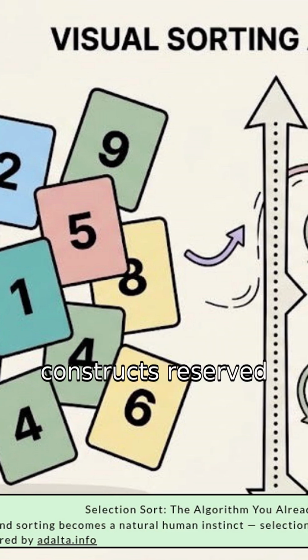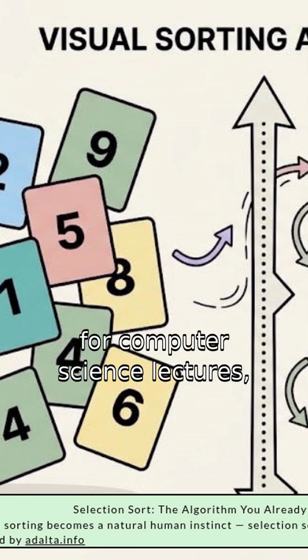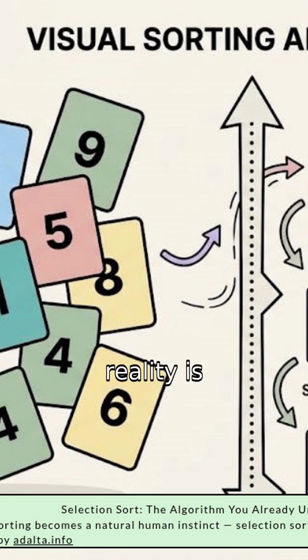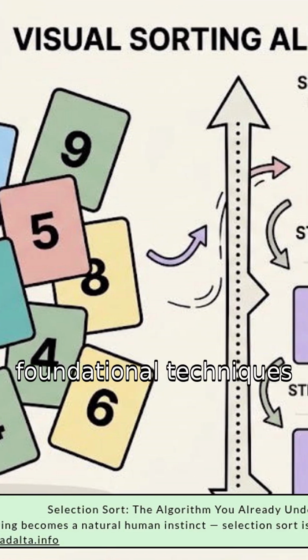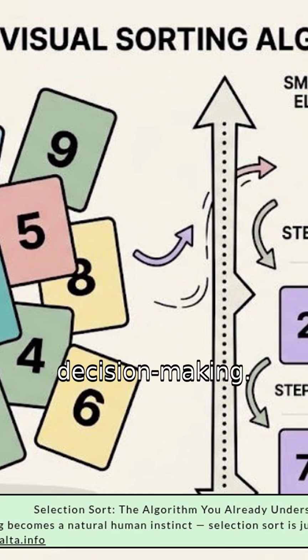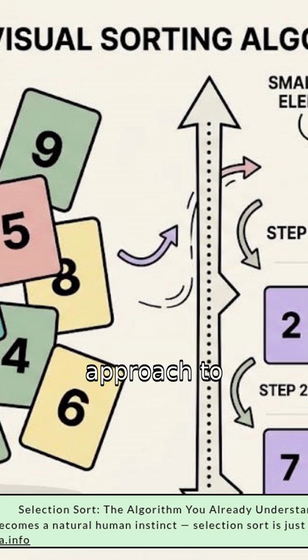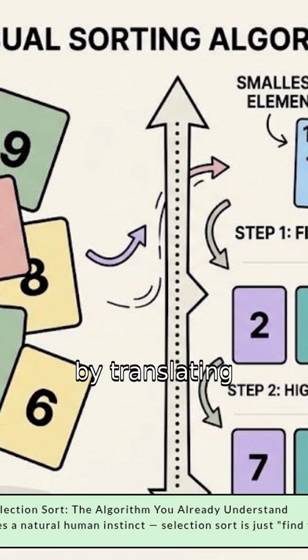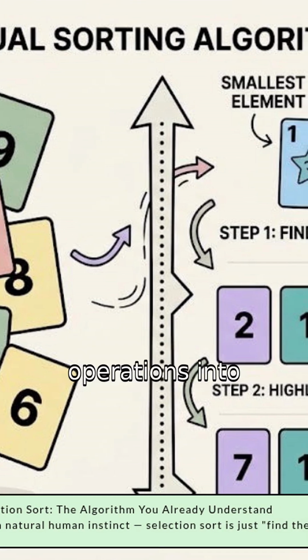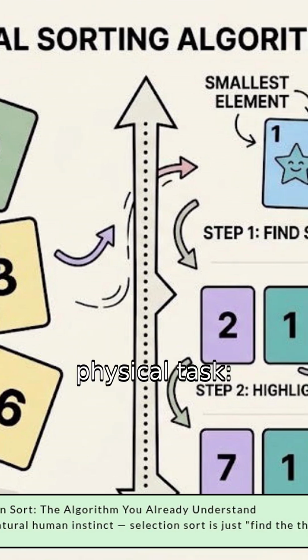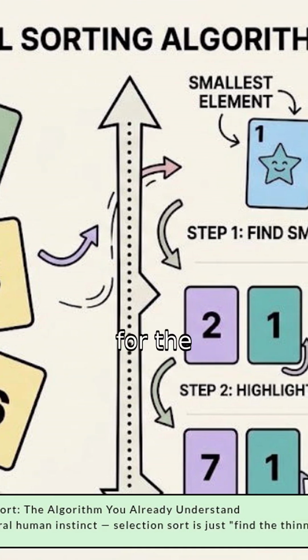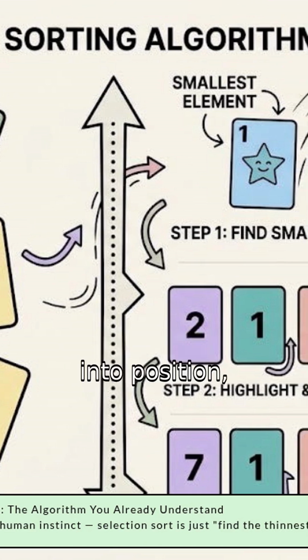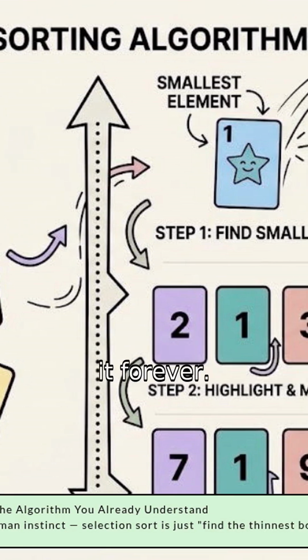Algorithms are often perceived as intimidating constructs reserved for computer science lectures, yet the reality is that many foundational techniques mirror everyday decision-making. The visual approach to teaching selection sort demystifies this process by translating abstract array operations into an intuitive physical task: searching a cluttered desk for the thinnest book, putting it into position, and ignoring it forever.